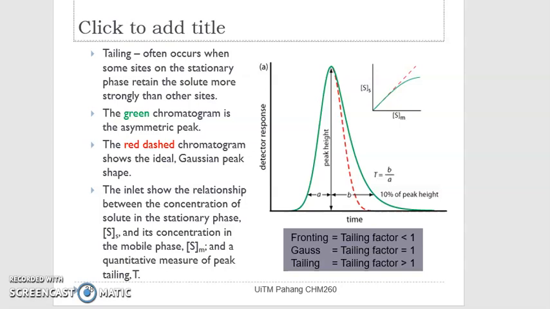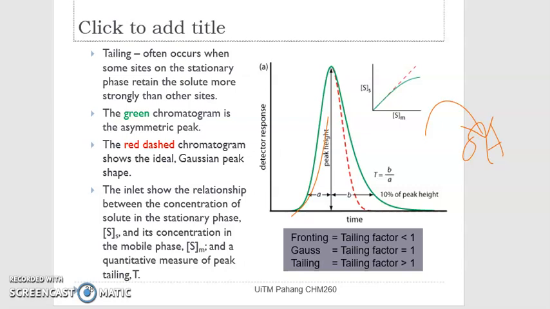As you can see, sama juga. Sepatutnya ikut Gaussian peak, dia mesti macam ni, yang merah ni. But now it is more, then it becomes asymmetric, dah tak sama. So tailing, why does tailing occur? It often occurs when some sites on the stationary phase retain the solute more strongly than the other sites. This may happen due to, contohnya, we have polar analytes, and then kita ada dekat sites stationary phase tu OH punya group. So dia akan lekat longer dekat sini, absorbed longer.